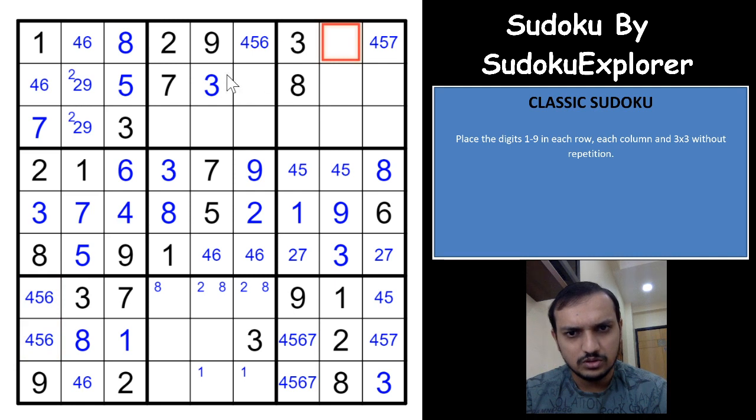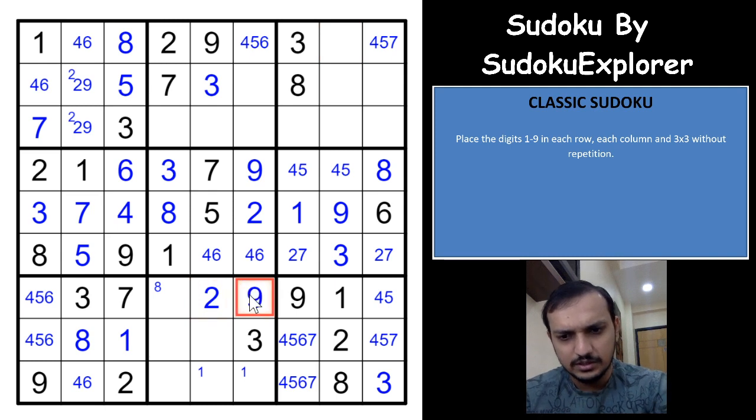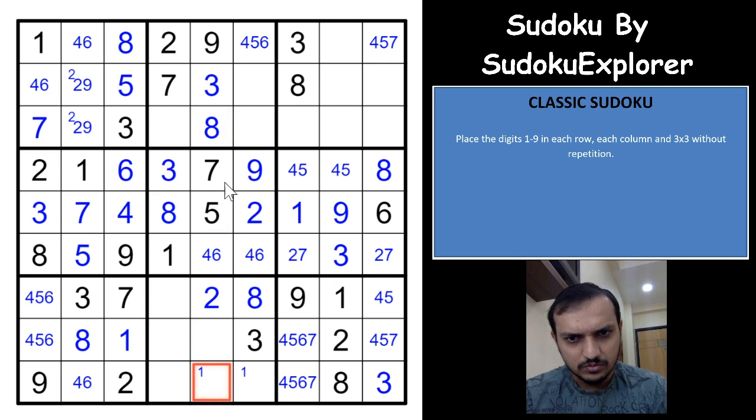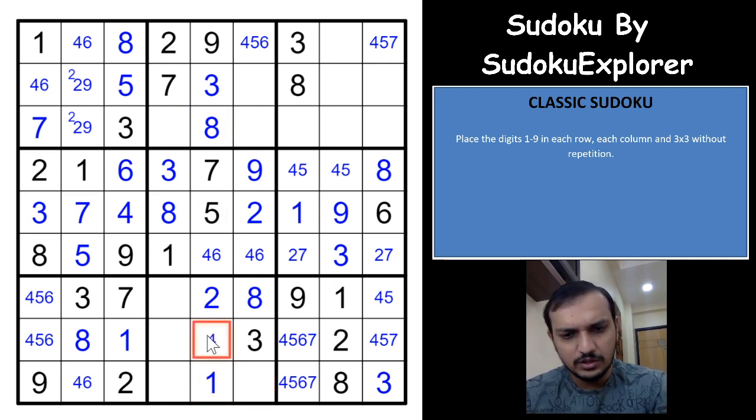What else we should look for? 2. So this cell would have to be a 2. That gives you an 8 here. And that gives you an 8 here. So 4, 5 and 6 again. No, 5 is already there. You need a 1 here. So this would have to be 4 and 6.